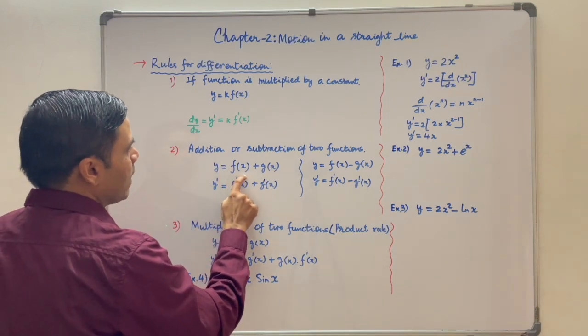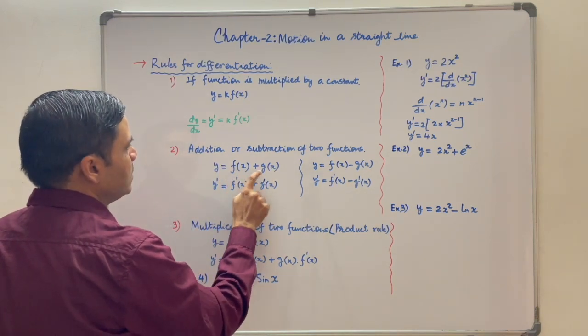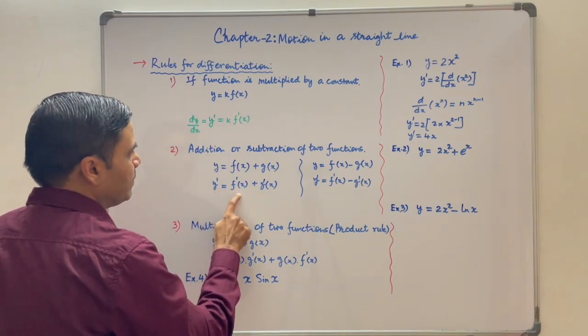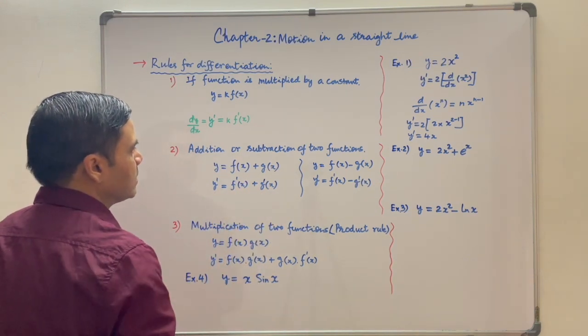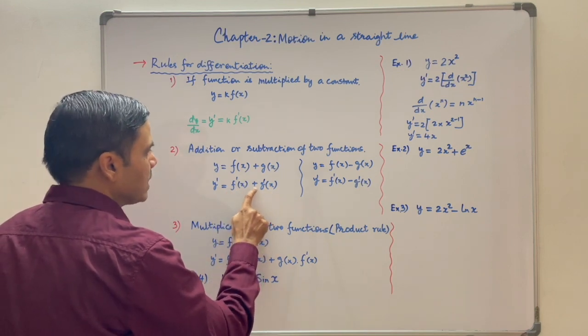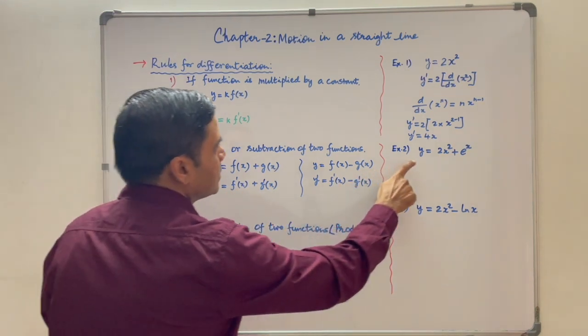y = f(x) + g(x). f(x) and g(x) are two functions. So y' will be equal to f'(x) + g'(x). It means we have to take the derivatives of the two functions and add them. Let us see this example.